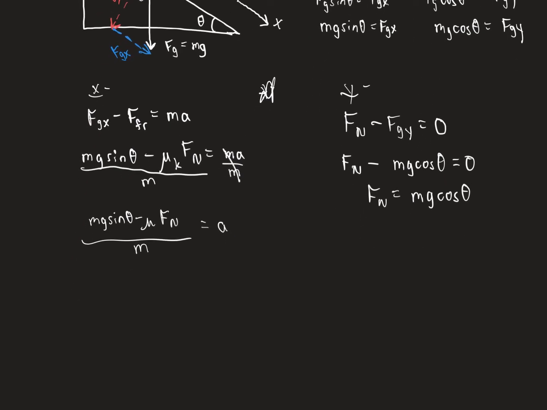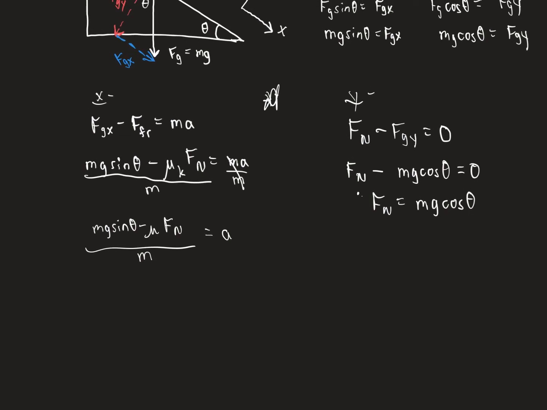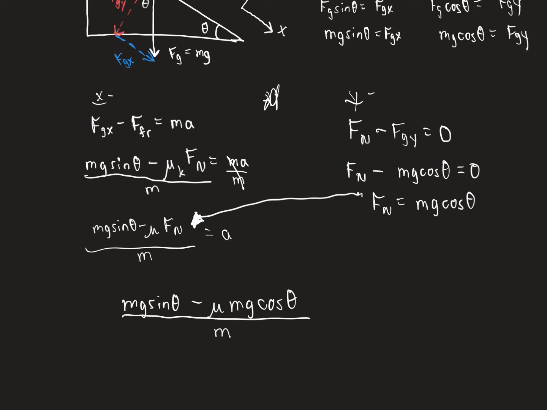What do we do with this Fn then? Let's plug it in. Let's plug in for Fn and see what happens. So I have m times g times sine of theta minus mu times the normal force. What's the normal force? Mg cosine theta. M times g times cosine theta. And then I divide all of that by m, and that's equal to a.